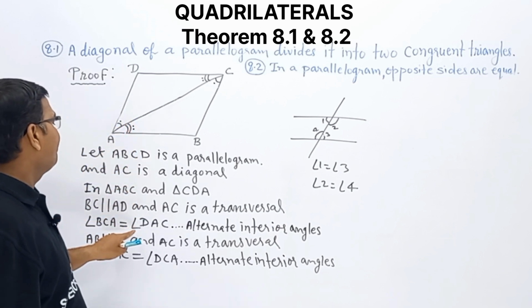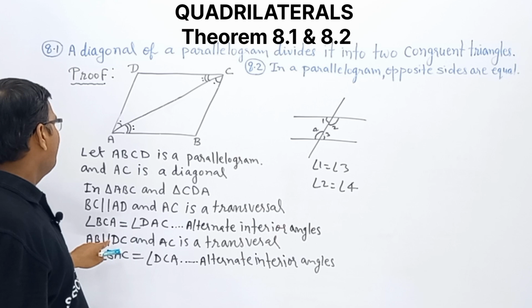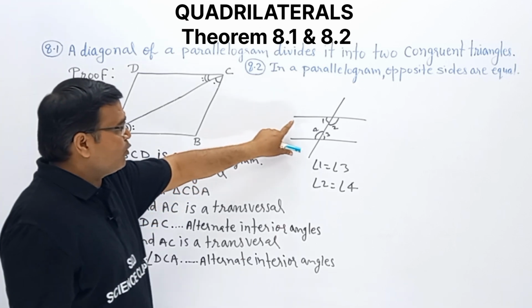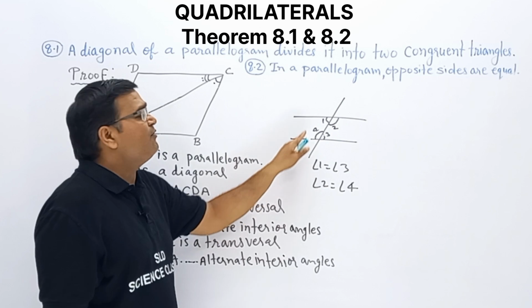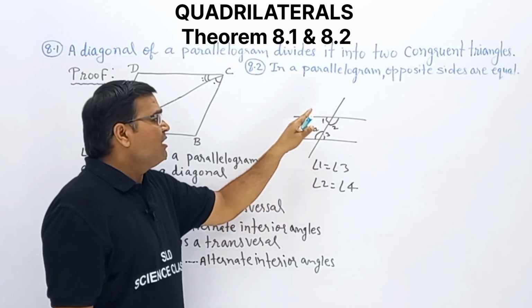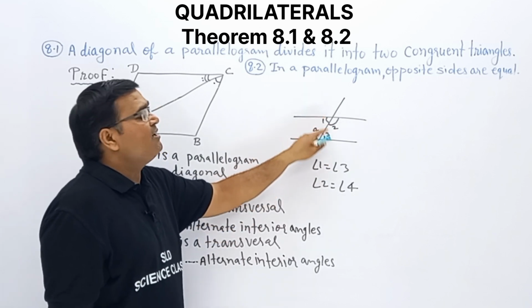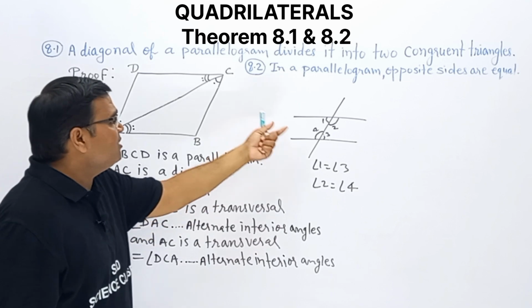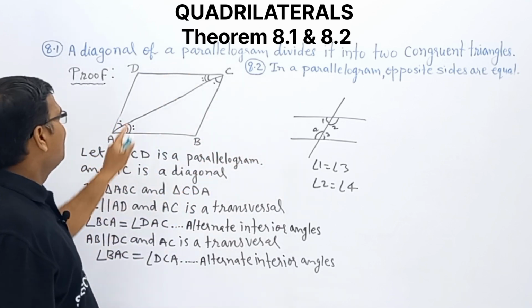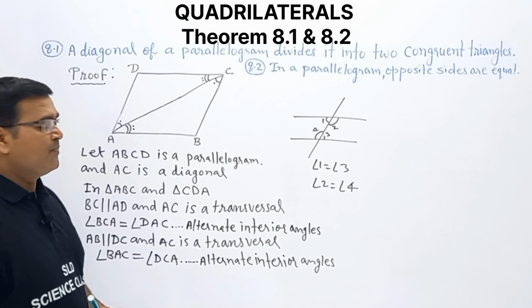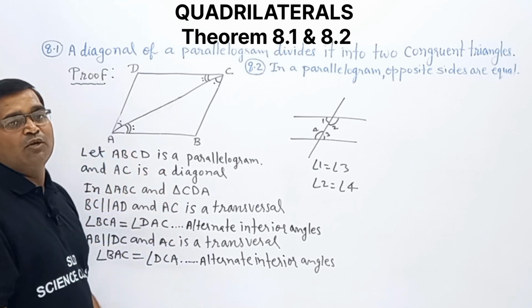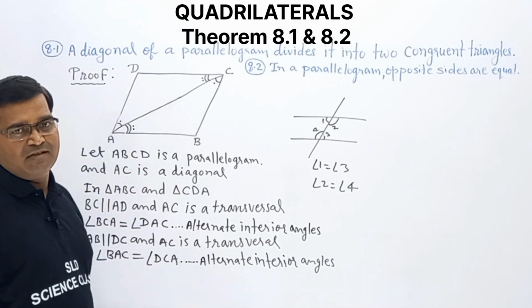How? By using this theorem, this process. Two lines are parallel and there is one transversal, then we get interior angles, and among the interior angles, alternate interior angles are equal. So by using this process we observe that in these two triangles two angles are equal. Clear? Now only one thing is required to prove congruence.